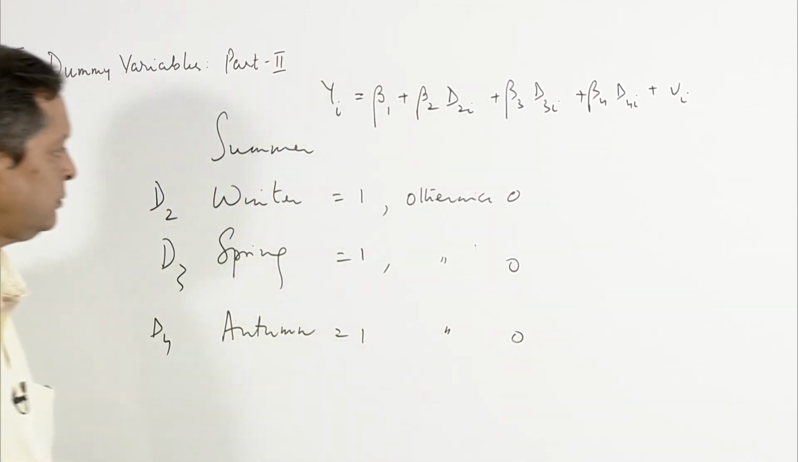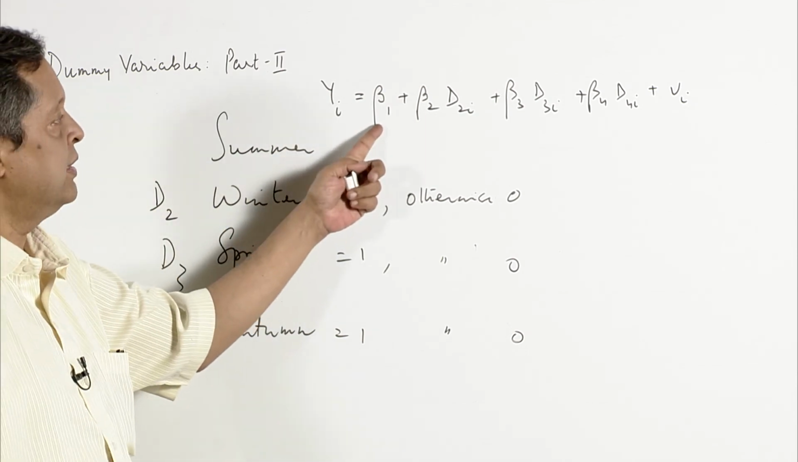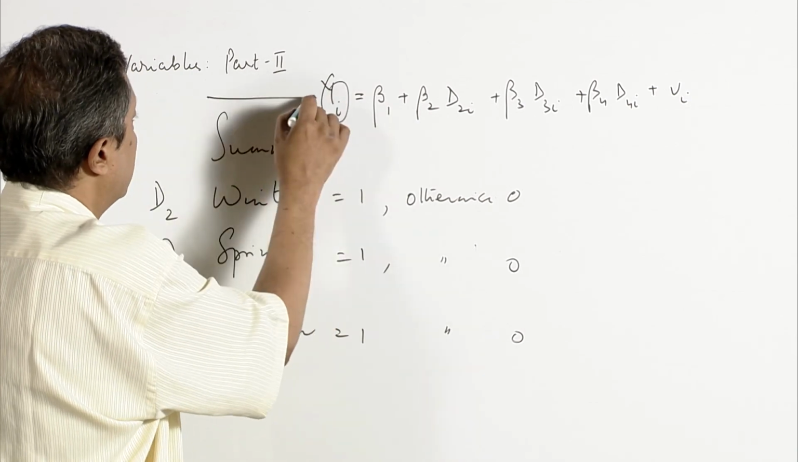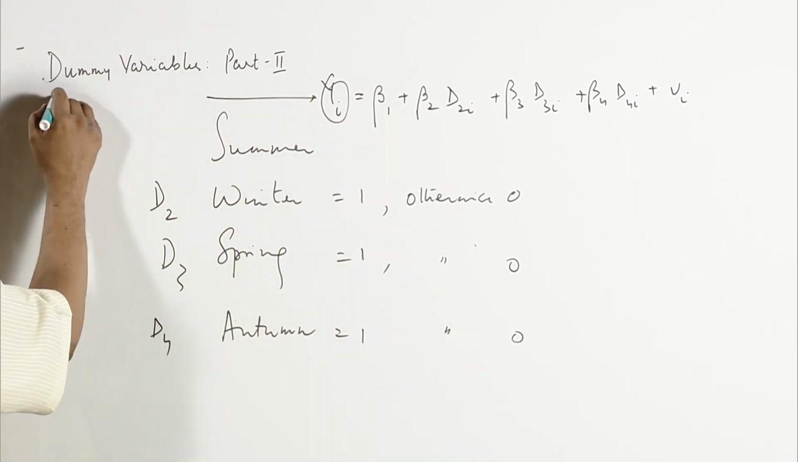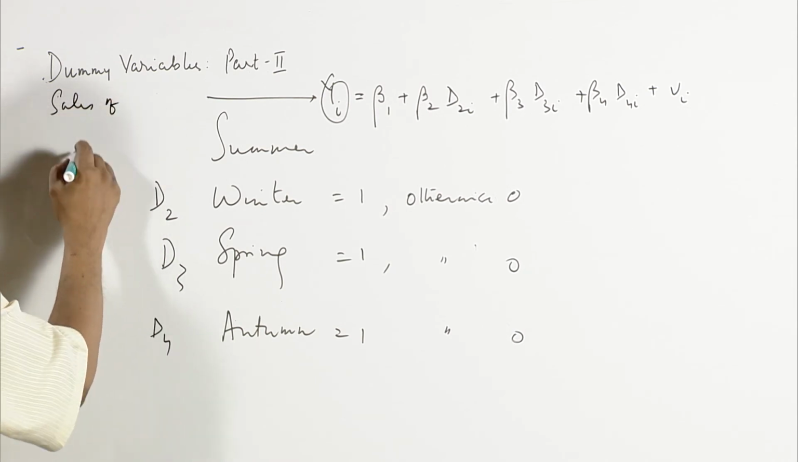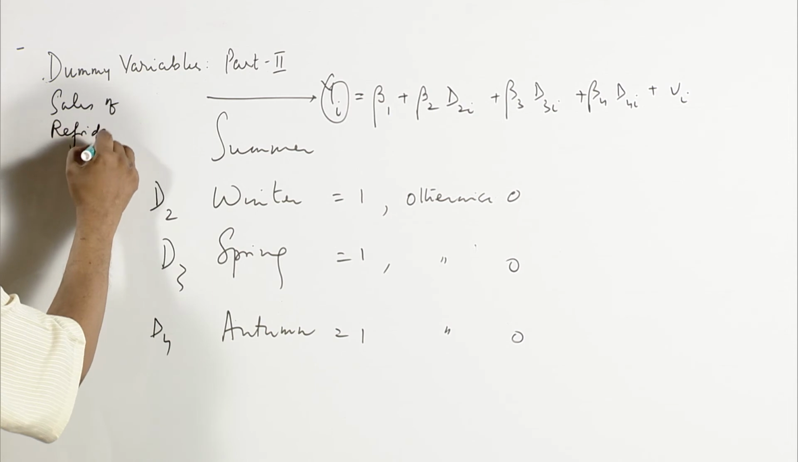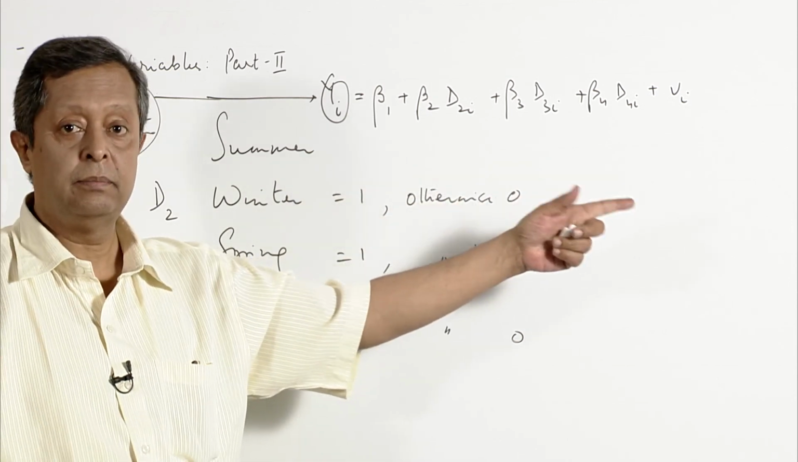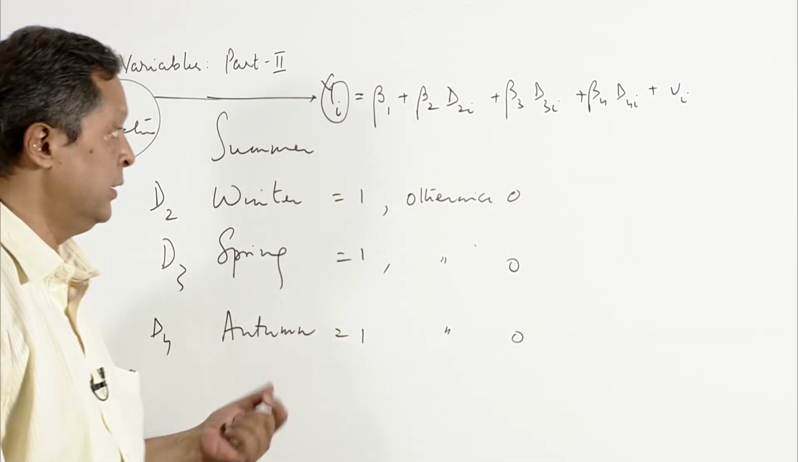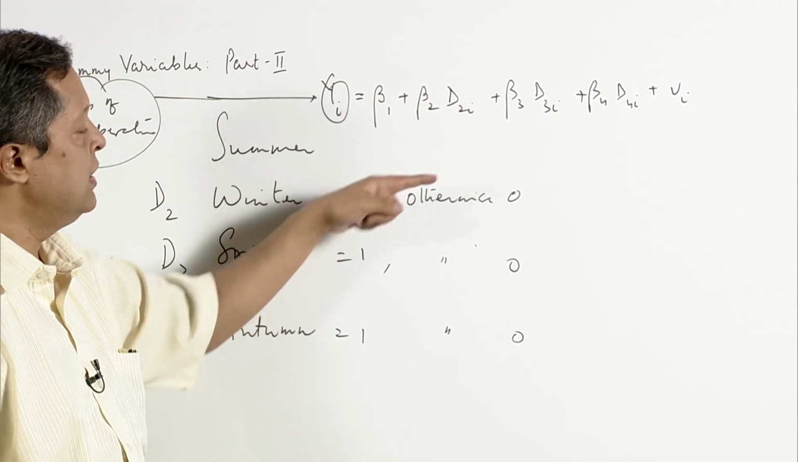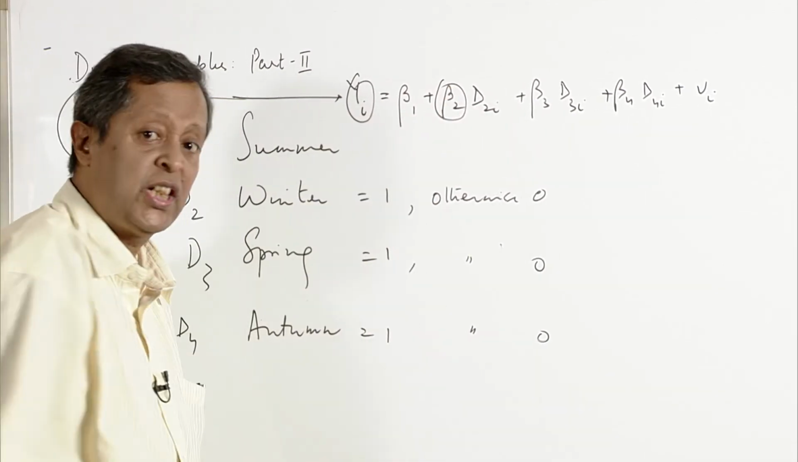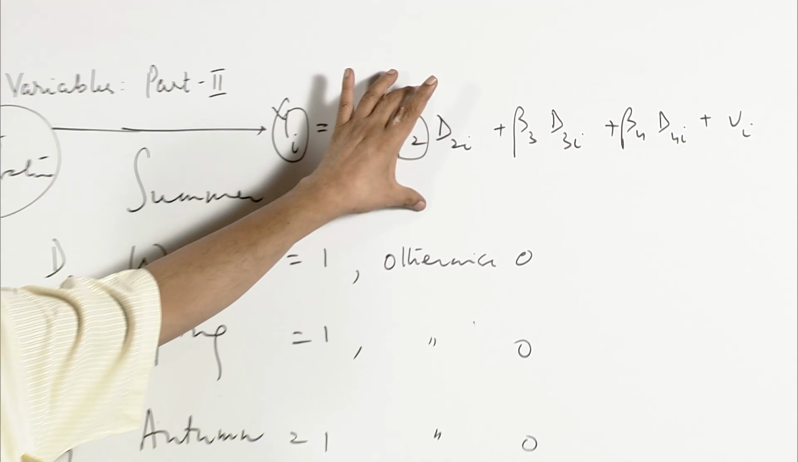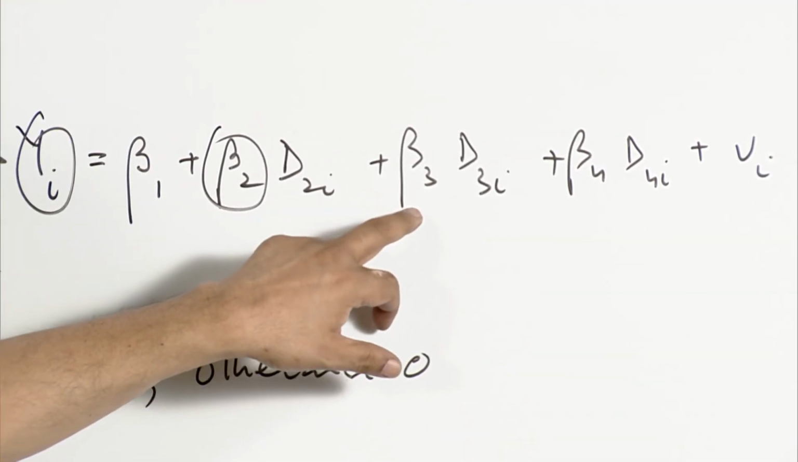So, what does beta 1 tell us? It tells us the effect. Say y is sales of refrigerators. Sales of refrigerators could be affected by the season during the year. So, during summer it is beta 1. If it is winter, then beta 2 is the additional effect. So, during winter what is the total effect? Beta 1 plus beta 2. But what is the incremental effect? Beta 2.